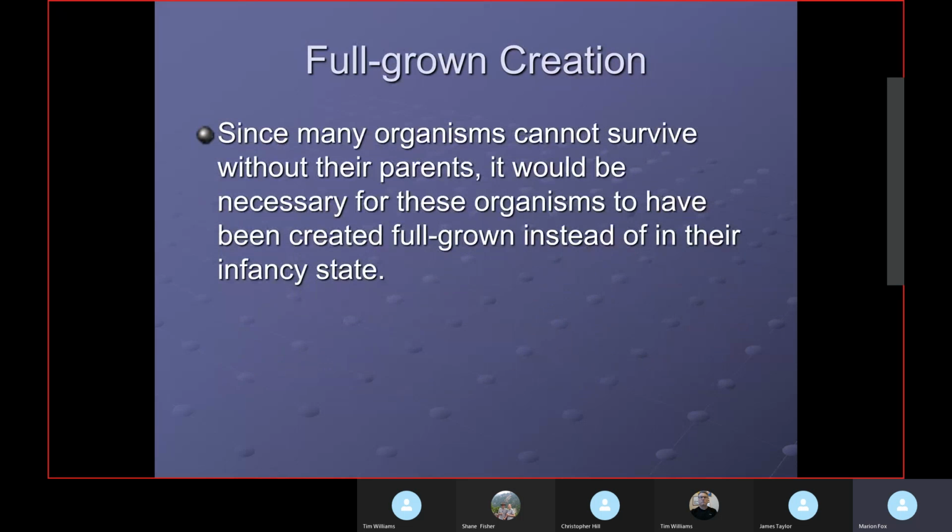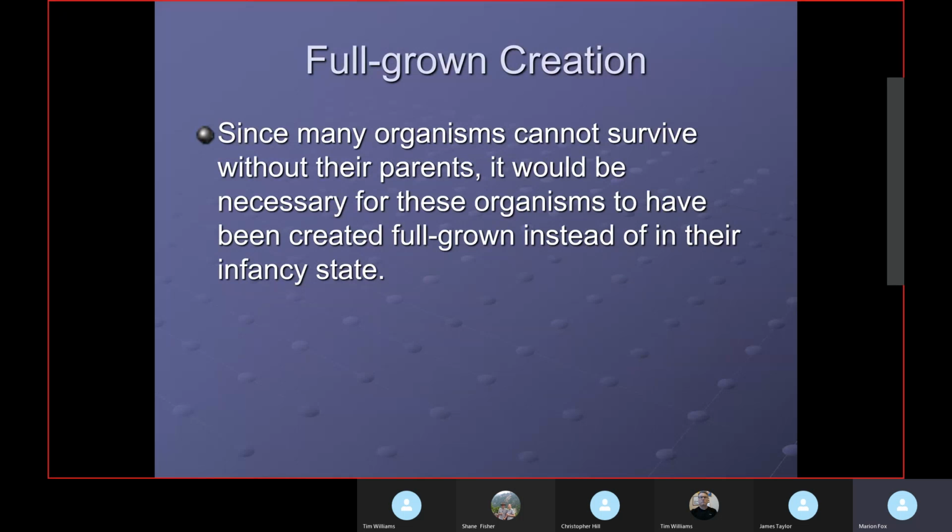Since many organisms cannot survive without their parents, for instance, most of your mammals have to have their mothers to suckle them. And your mammals would die if they were created in baby states as infants.